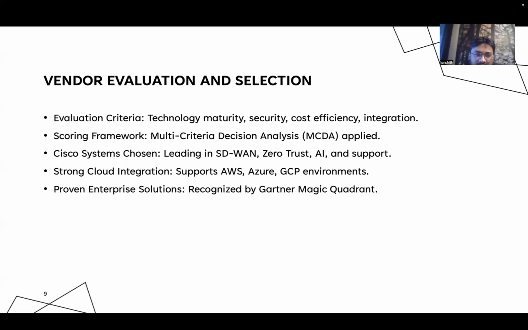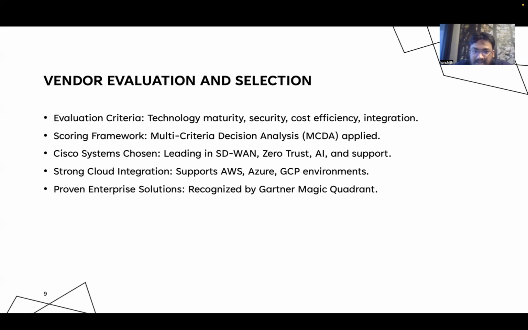To identify the right vendor, we applied a multi-criteria decision analysis (MCDA) framework. We evaluated vendors based on technology, maturity, security capabilities, cost efficiency, integration support, and services reliability. Cisco emerged as the strongest fit, offering enterprise-ready SD-WAN through Viptela, Zero Trust through Duo Security, and AI-based monitoring via Cisco DNA Center. This reputation and ecosystem support made them the most reliable partner for this project.